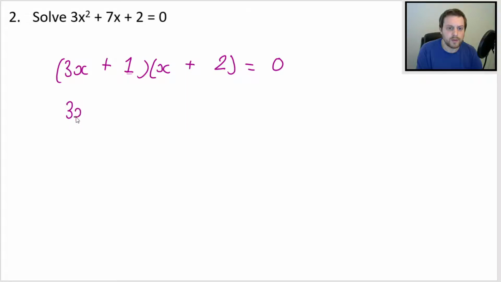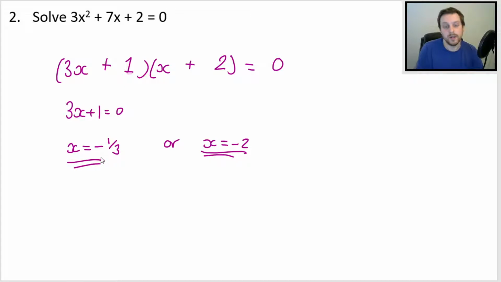So here we have 3x plus 1 is 0, which would make x be minus a third, or x is minus 2. So well done if you got those 2 answers.